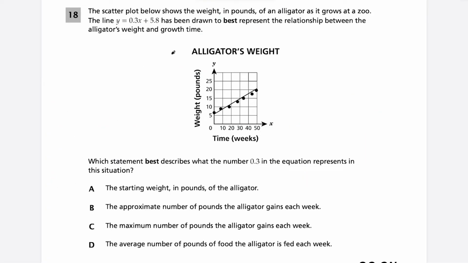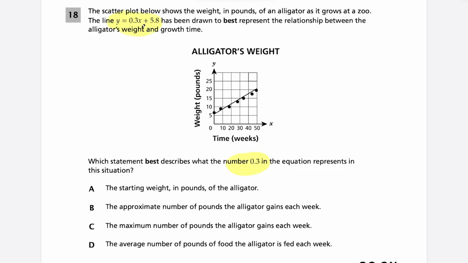Question 18, the scatter plot below shows the weight in pounds of an alligator as it grows at a zoo. The line y equals 0.3x plus 5.8 has been drawn to best represent the relationship between the alligator's weight and growth time. So here's our graph of the alligator's weight over time. And we want to know which statement best describes what the number 0.3 in the equation represents in this situation.